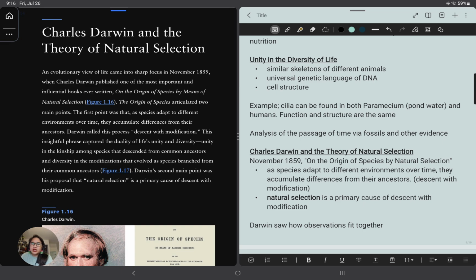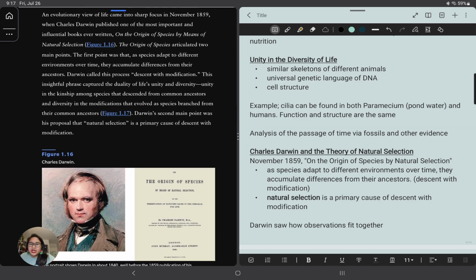The first point was that, as species adapt to different environments over time, they accumulate differences from their ancestors. Darwin called this process descent with modification. This insightful phrase captured the duality of life's unity and diversity: unity in the kinship among species that descended from common ancestors, and diversity in the modifications that evolved as species branched from their common ancestors. Darwin's second main point was his proposal that natural selection is a primary cause of descent with modification.